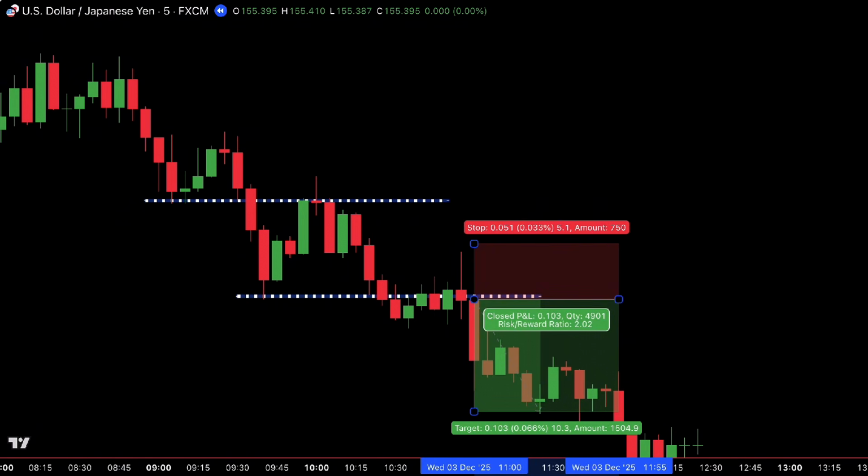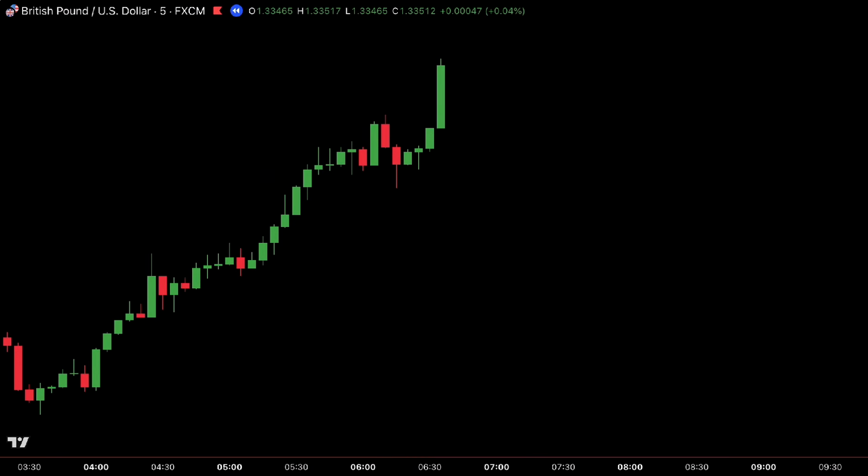This is the power of combining market structure, liquidity runs, higher time frame confirmation, and smart money logic. When all the pieces align, trades become much clearer and more confident. Let's look at another example.